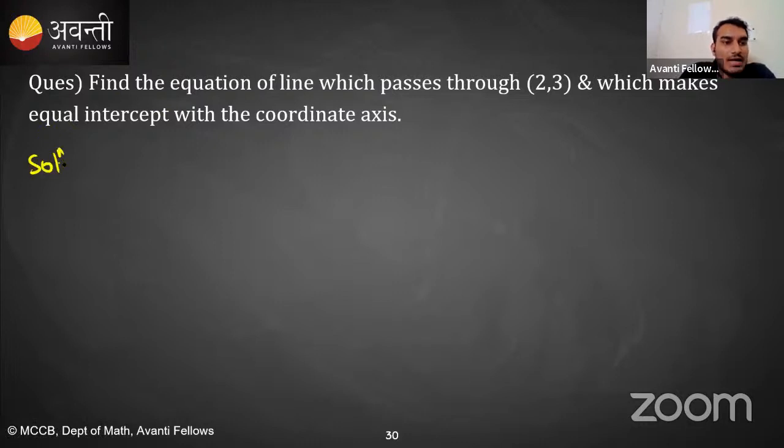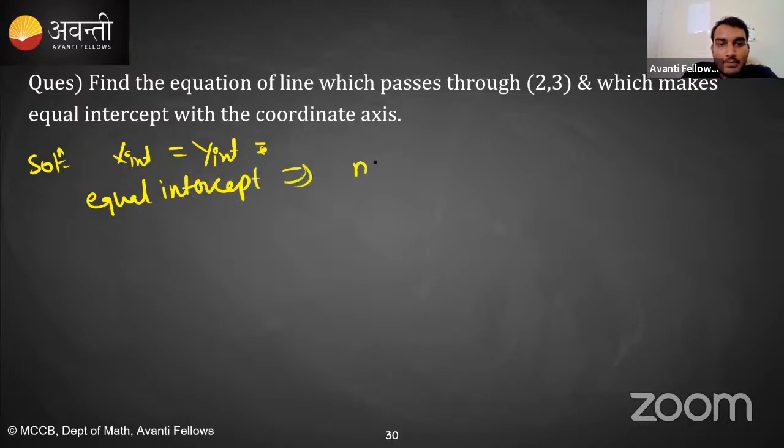What is the question saying? Your x intercept and y intercept are equal, right? So x intercept is equal to y intercept, right? Now look, you directly know that if a line is making equal intercepts, you can directly say that the slope is -1. Equal intercept implies slope is -1.